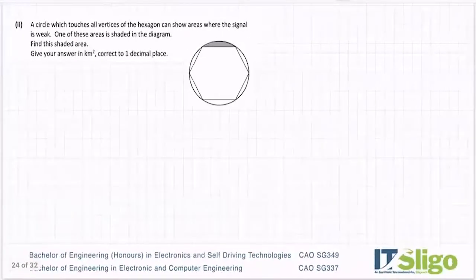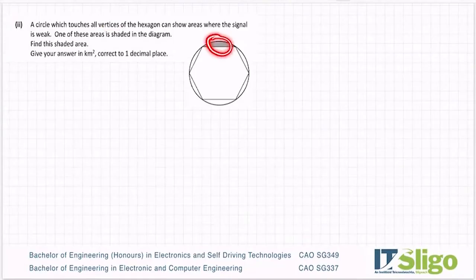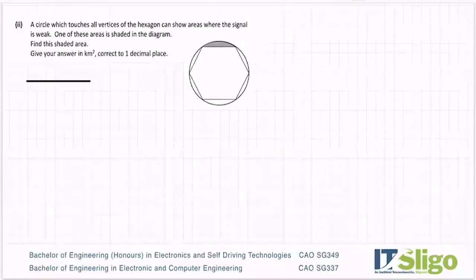Part 2: a circle which touches all vertices, a fancy word for corners, of the hexagon can show areas where the signal is weak. One of these areas is shaded in the diagram. Find this shaded area. Not a shape we have a formula for, I'm sure you'd agree.